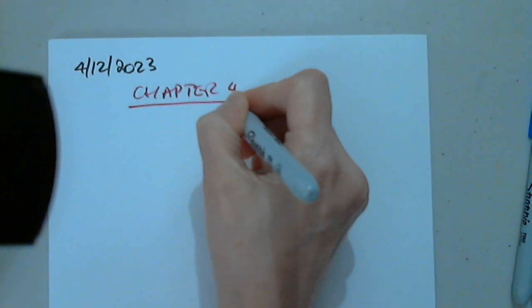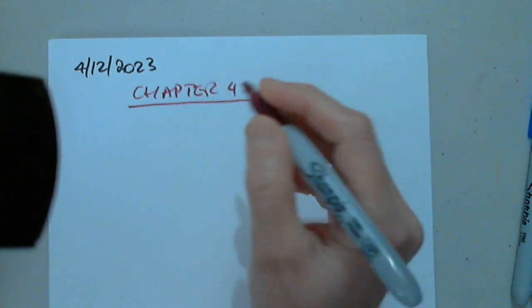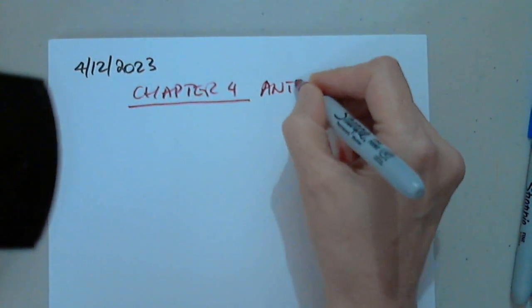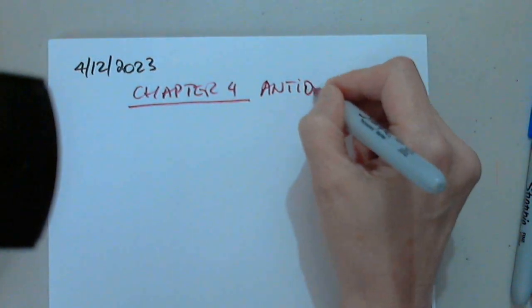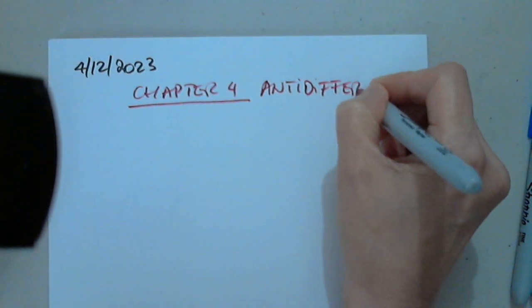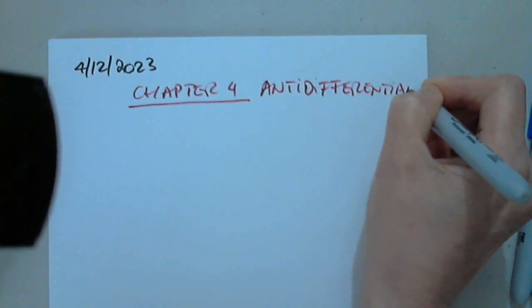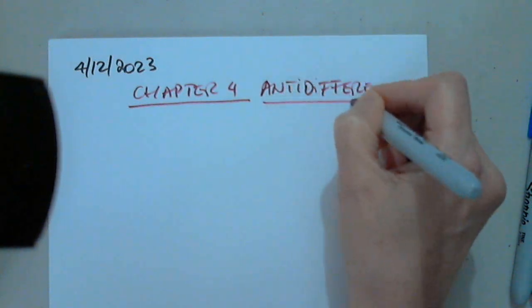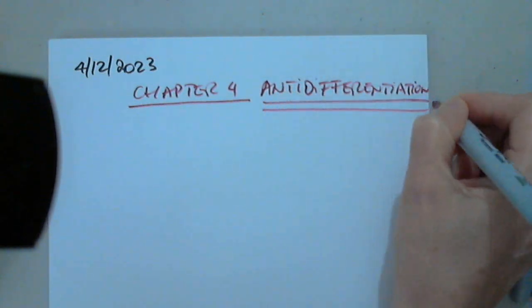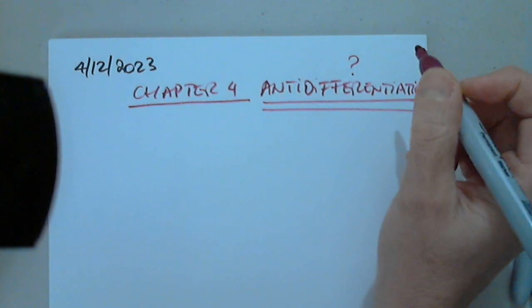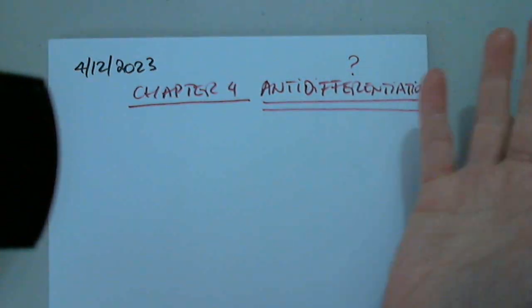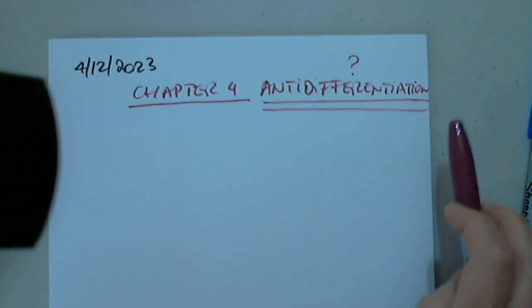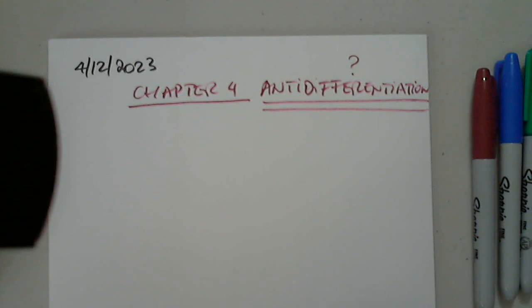Chapter 4, the title is Anti-Differentiation. Anti-differentiation, a big word. Okay, what does this mean? What is it used for, and why do we need it? Okay, so first, let's review a couple of things.